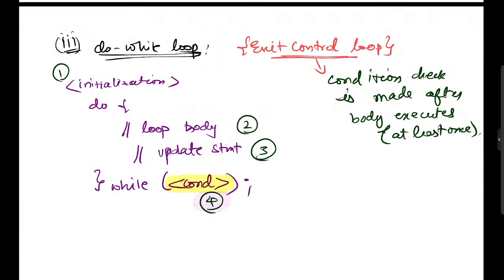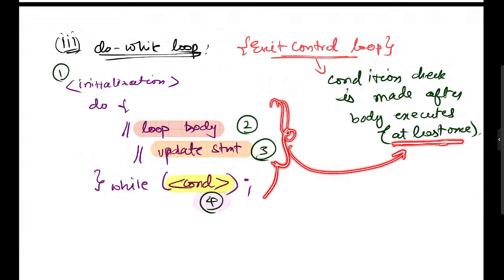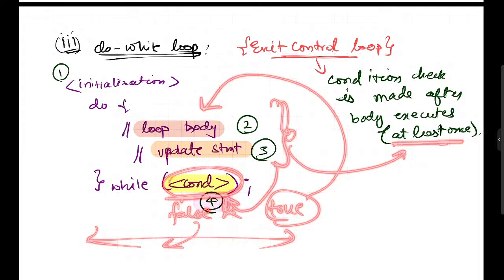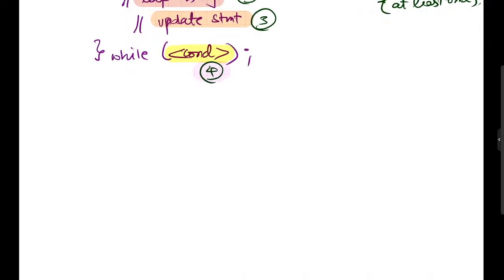Before that, you definitely will go and execute the loop body, and you will definitely go and do the update statement. So whatever is the body, you will definitely execute. This entire body gets executed at least once, and then the condition checks. Once the condition check is done, if the condition is false, then you'll come out and start executing. But if it is true, then you will go and start executing the loop body from the starting. So that is how this works.